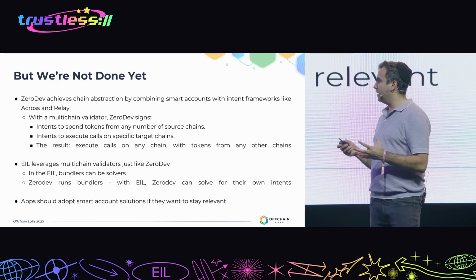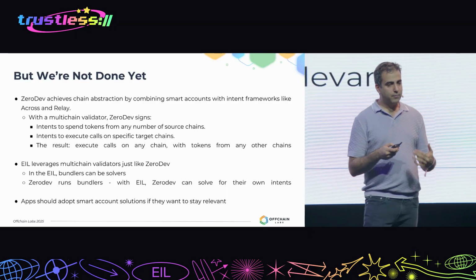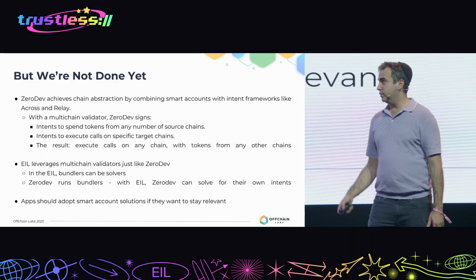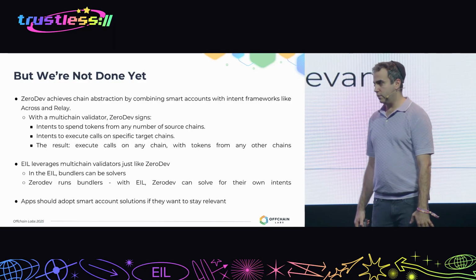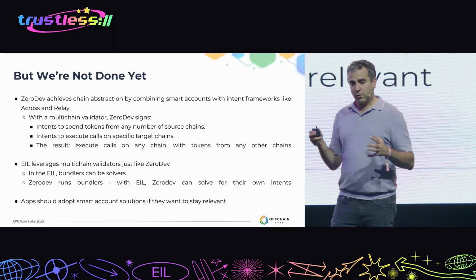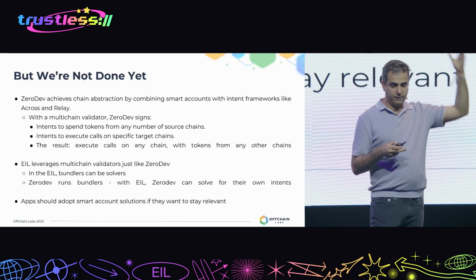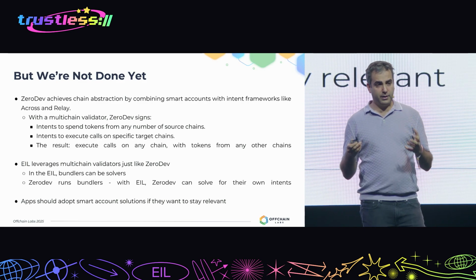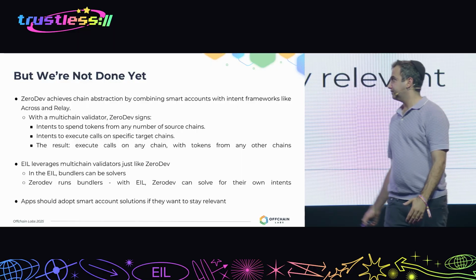And again, today that's actually more trusted and requires a good deal of trust, but we'll be able to make that more trustless over time. The EIL, which was, of course, presented today, leverages multi-chain validators just like we do in ZeroDev. And actually, in the EIL, ZeroDev can actually be both a bundler and a solver. So the idea is that we should just adopt smart account solutions that will enable us to go not only from token swapping and bridging, but to generic smart contract support where you have funds on one chain, you want to do some actions on another chain, you can go ahead and actually just make that happen literally in one button click, and everything else will sort of happen underneath the hood.